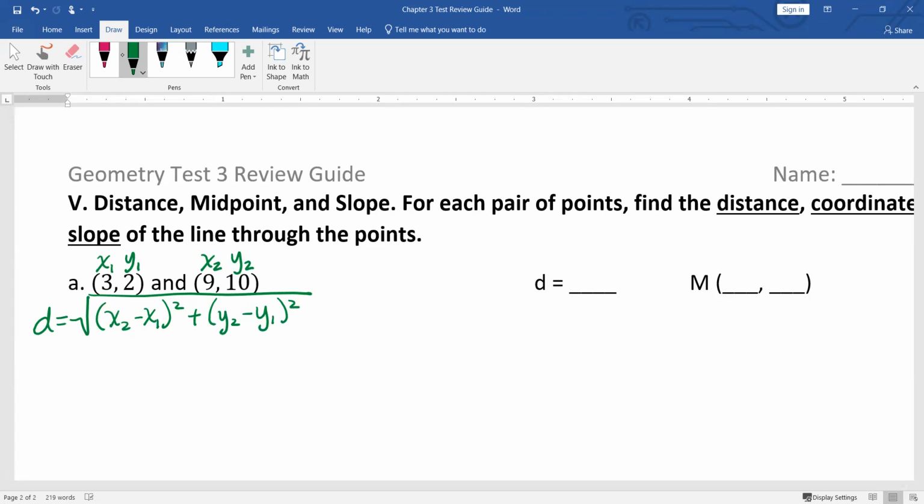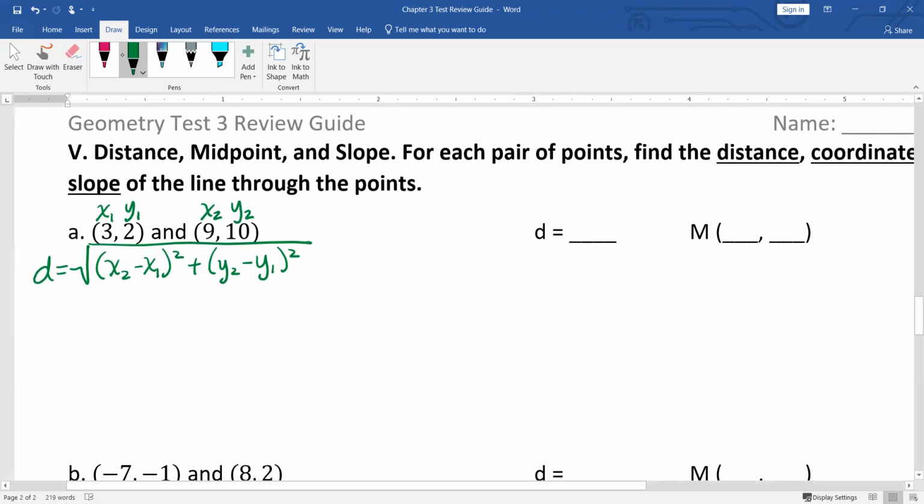Because you're adding them together, technically it doesn't really matter which one comes first, and I can never remember. I don't have it in front of me, but this will work either way. All right, so now we plug in our x2, x1, y2, y1. Everything else needs to stay the same. x2 is 9 minus y1, which is 3, and then 10 minus 2.